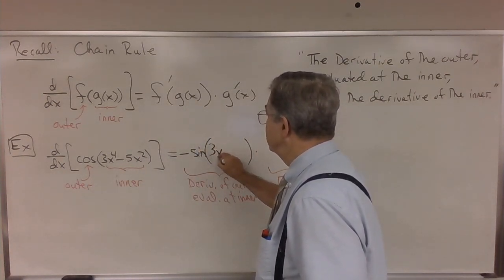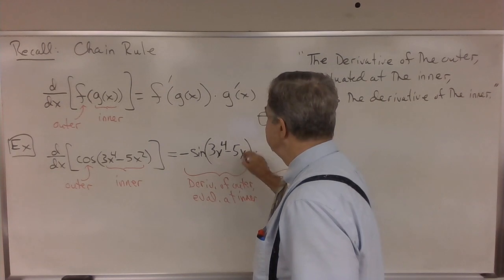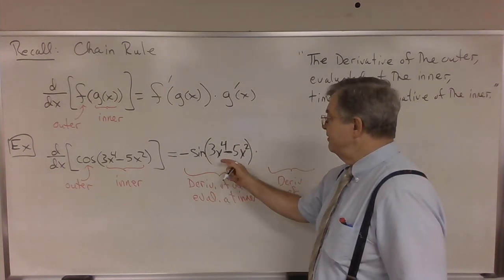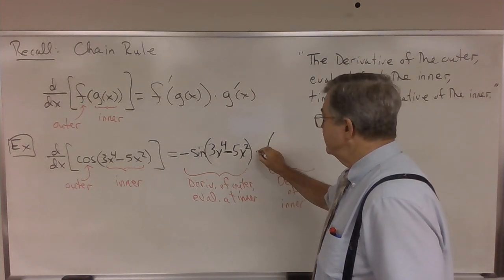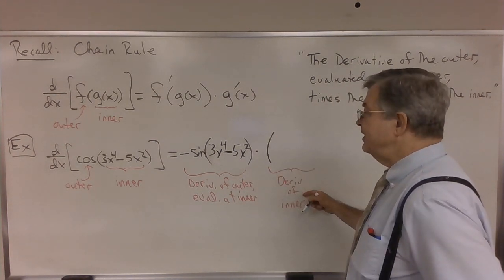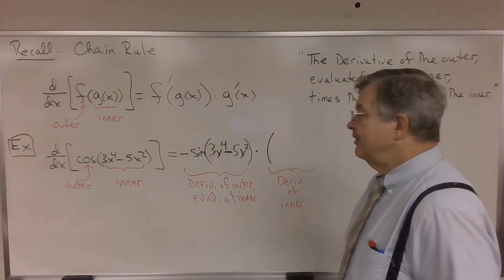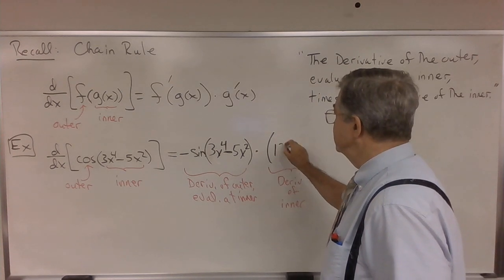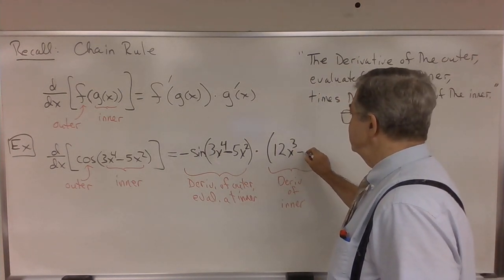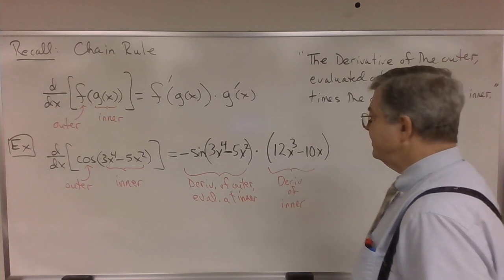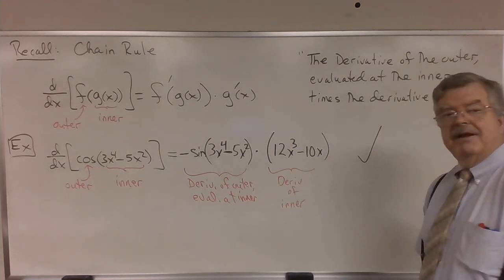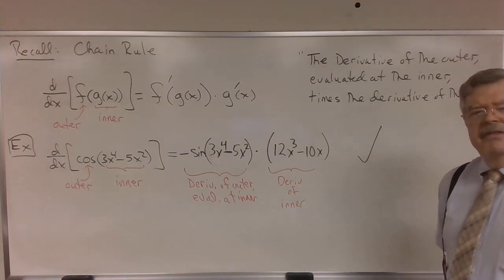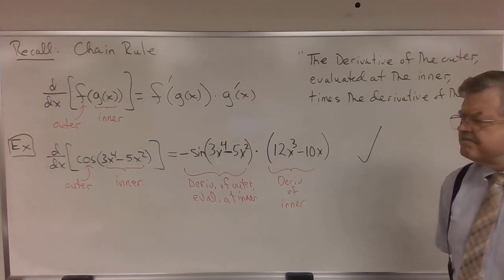3x to the fourth minus 5x squared. There we go. The derivative of the outer evaluated at the inner times the derivative of the inner function. That's the derivative of 3x to the fourth minus 5x squared. So that's 12x cubed minus 10x. And bingo, we have it. So that's a little bit of a review.